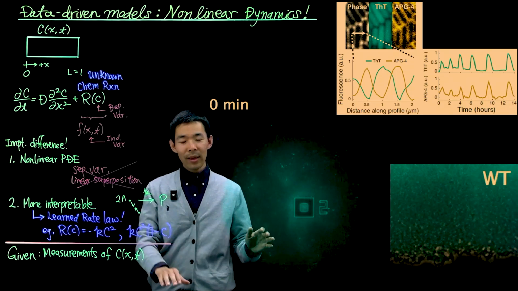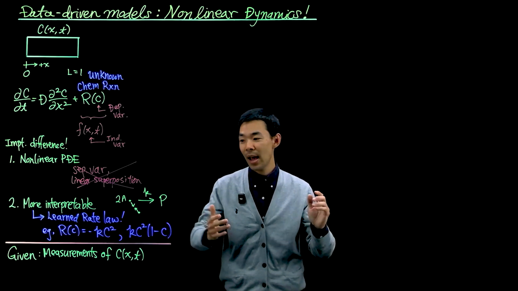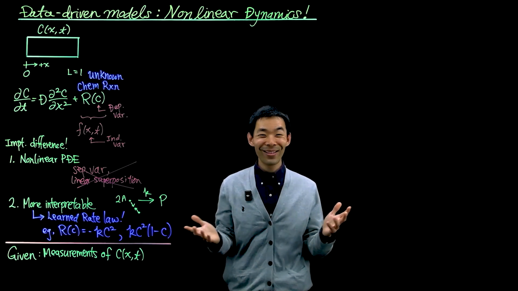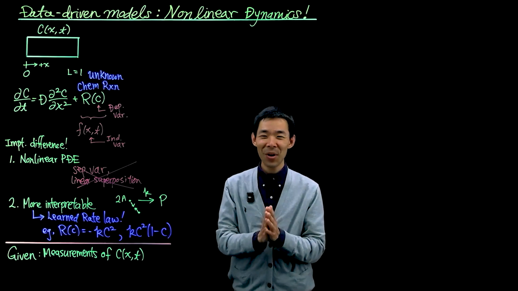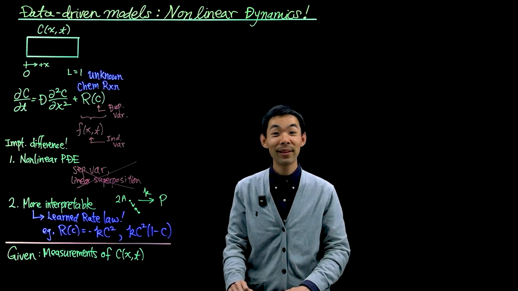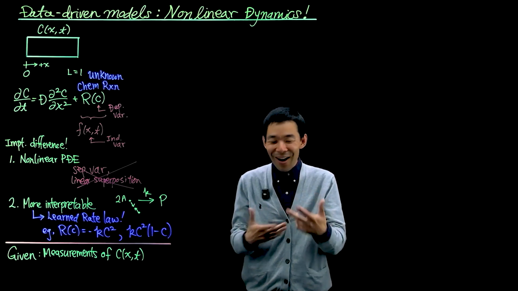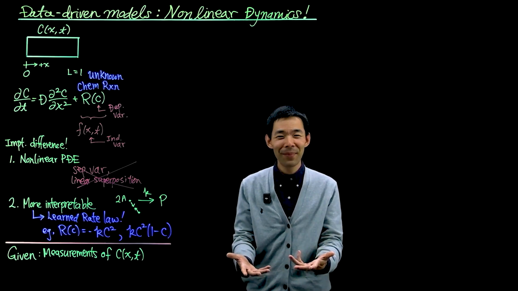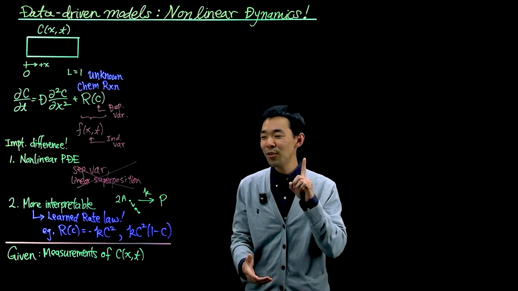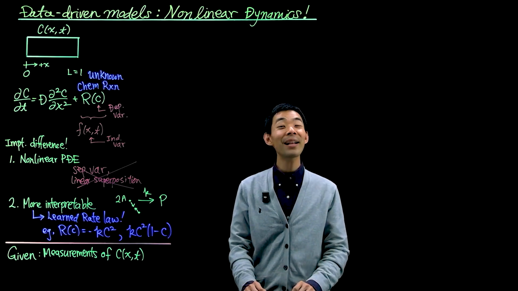So this is a realistic situation, and this is the kind of data that a lot of experimentalists are able to collect. You have really good spatial temporal measurements of some chemical species, but you don't know what the underlying dynamics were. So the question is, can you use these measurements to develop a model? That's our goal.